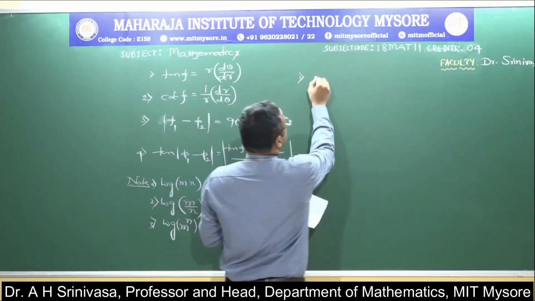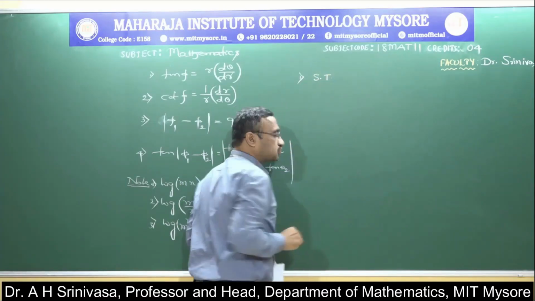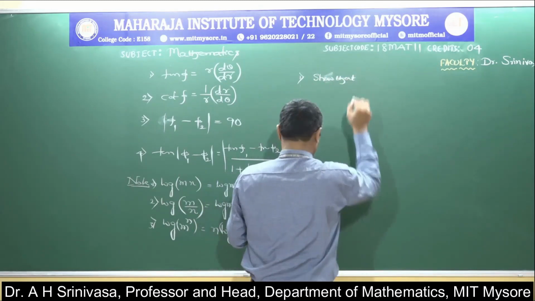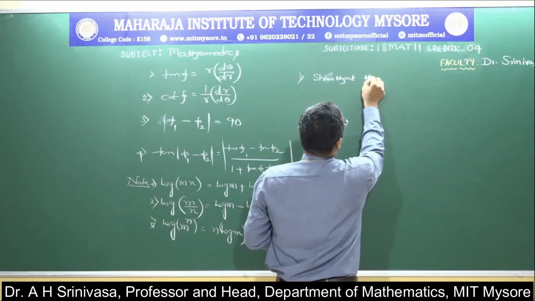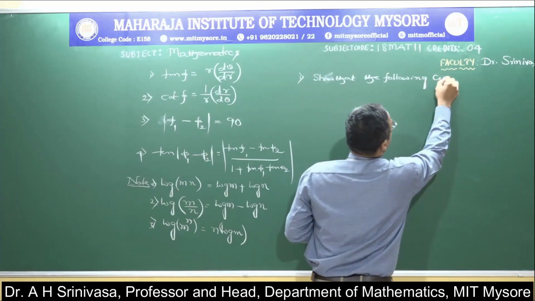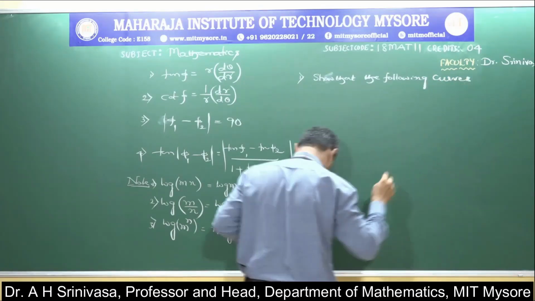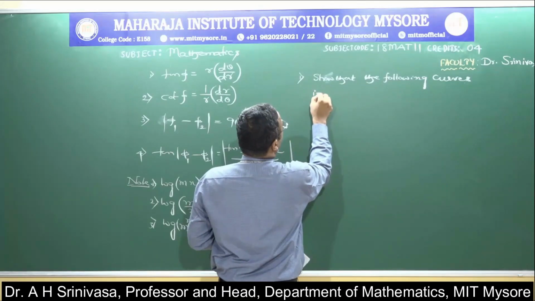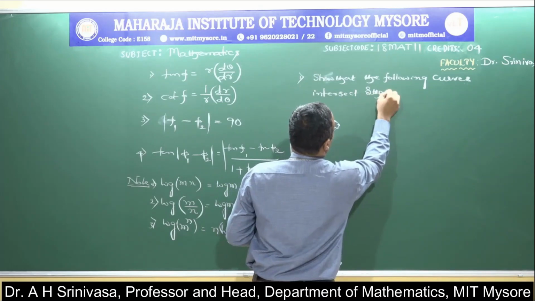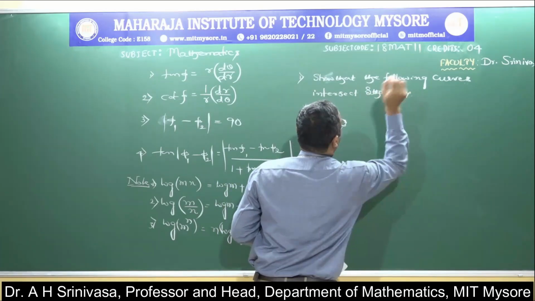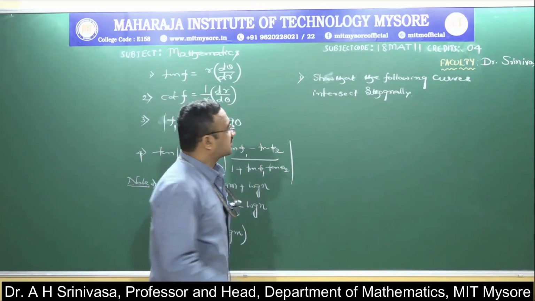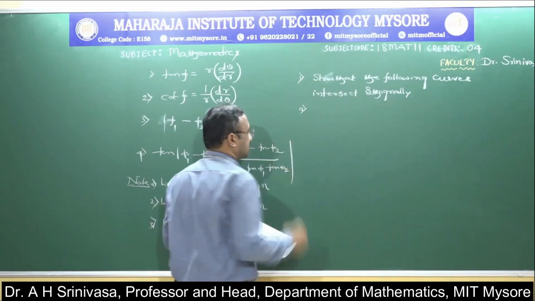Show that the following curves intersect orthogonally. They ask like that. So I am going to take a first problem now.